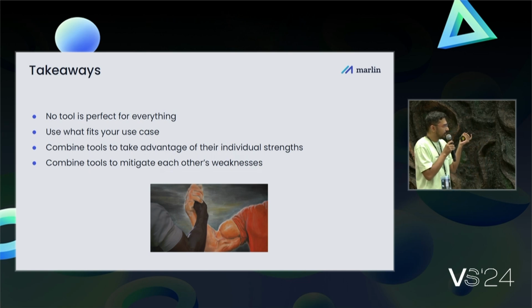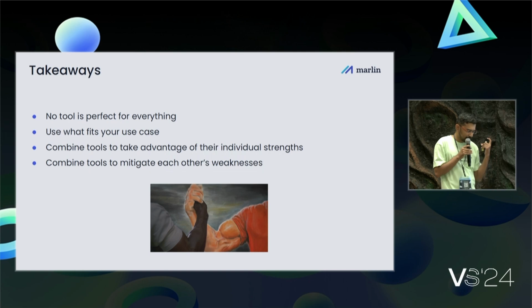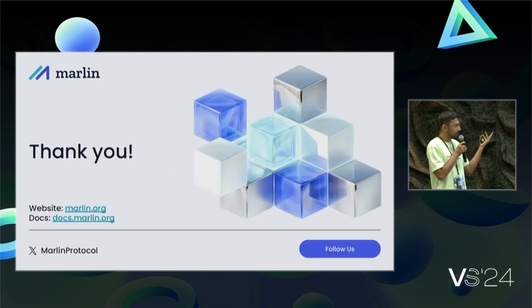This is what I want you to take away, which is at the end of the day, verifiable technologies are tools, right? And no tool is perfect for everything that you want to do. So pick your use case, pick what tool actually works best for you, right? And don't be afraid to combine tools to take advantage of each other's strengths, and especially to mitigate each other's weaknesses, right? And yeah, that's it from me.